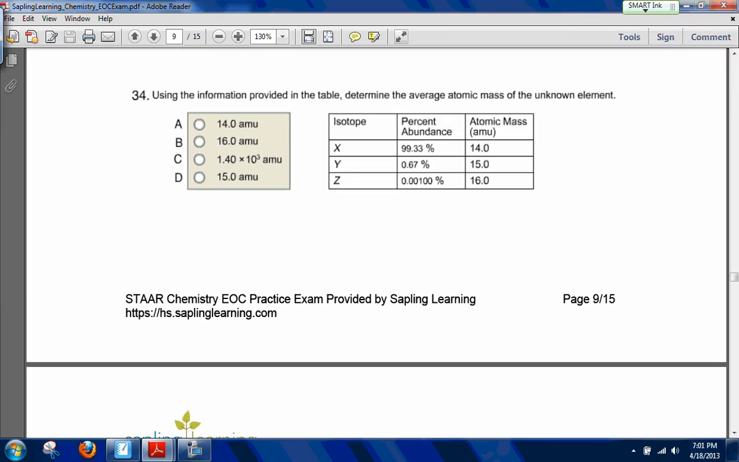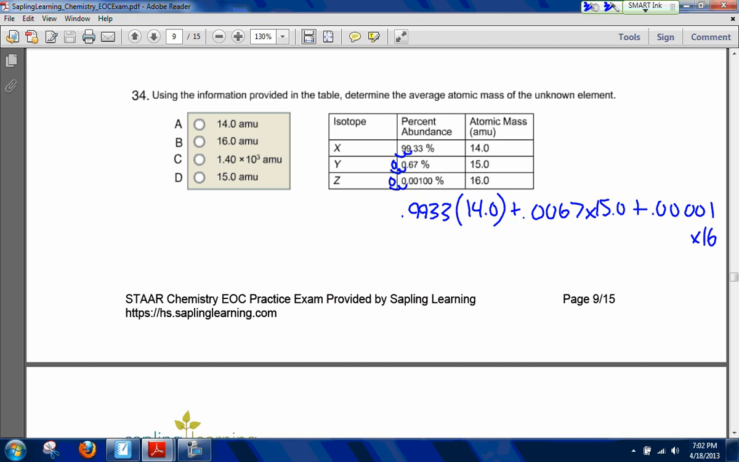34, using the information provided in the table, determine the average atomic mass of the unknown element. All right, so all I need to do is change my percents into decimals and multiply. So I'm going to put 0.9933 times the atomic mass, which is 14.0. Then I'm going to add 0.0067 times 15.0. And we're going to add 0.00001 times 16. You add them all up together.